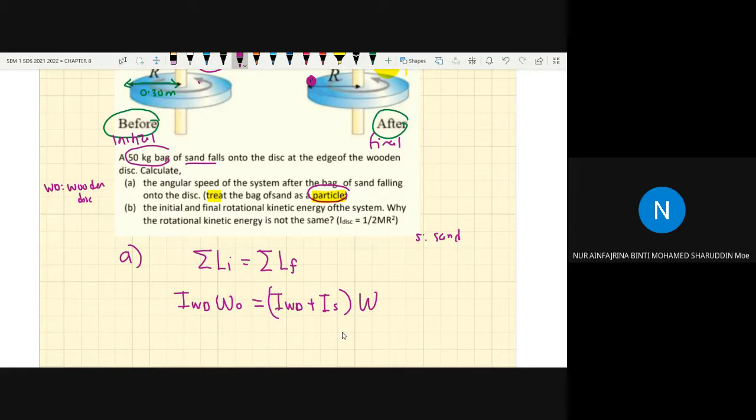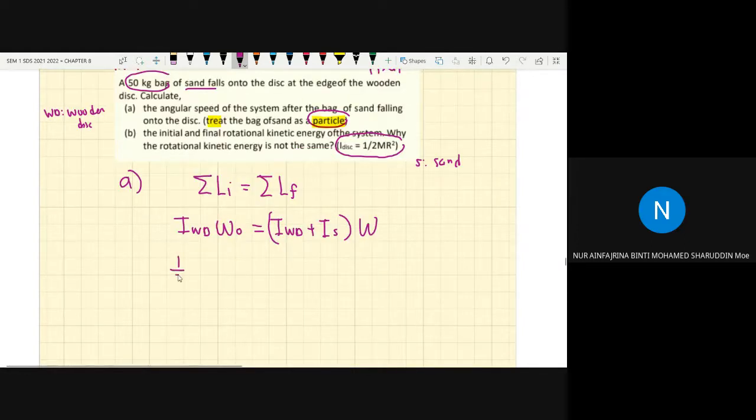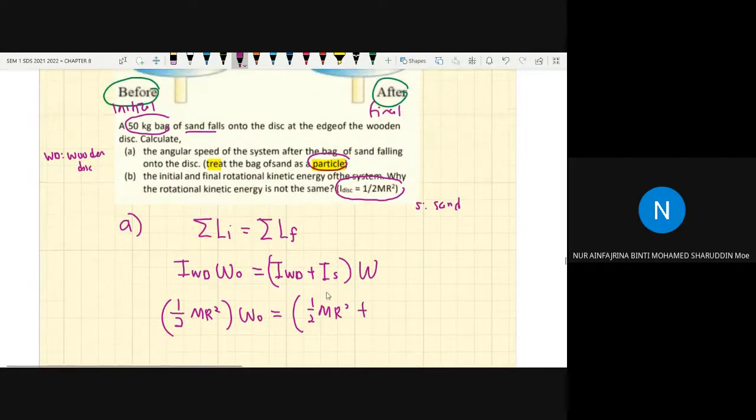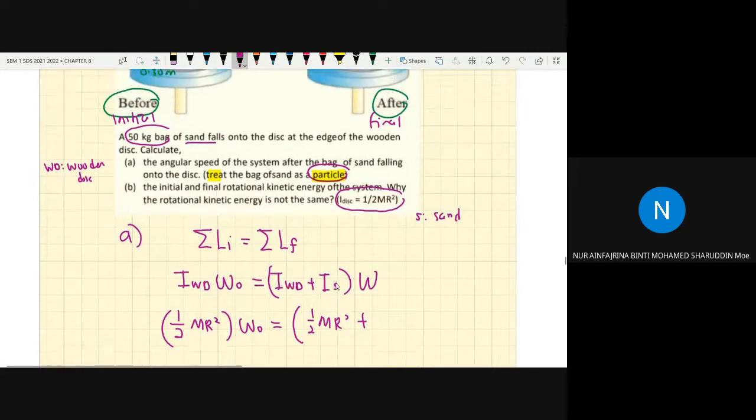So lepas itu, awak masukkan je lah. Okay, wooden disc. Tengok ni, dia dah bagi tahu dah. Moment of inertia untuk wooden disc, pakailah formula half mr squared. You pakai je, tulis balik formula dia. Half mr squared, darab dengan initial angular velocity. Ini wooden disc kan? Pakai balik half mr squared. Okay, macam mana Miss nak cari moment of inertia of sandbag?